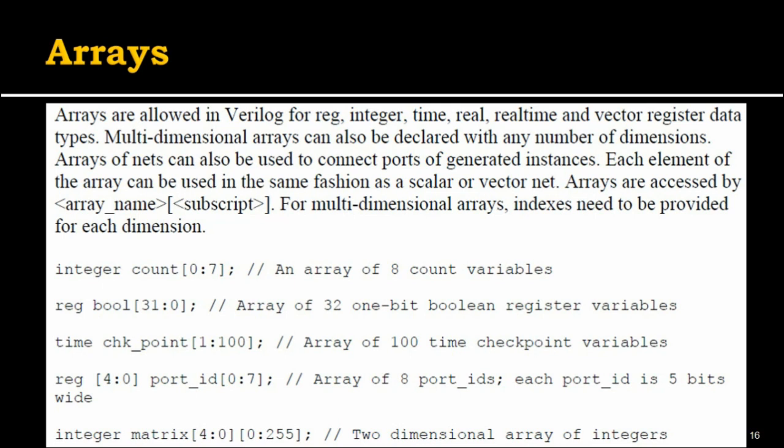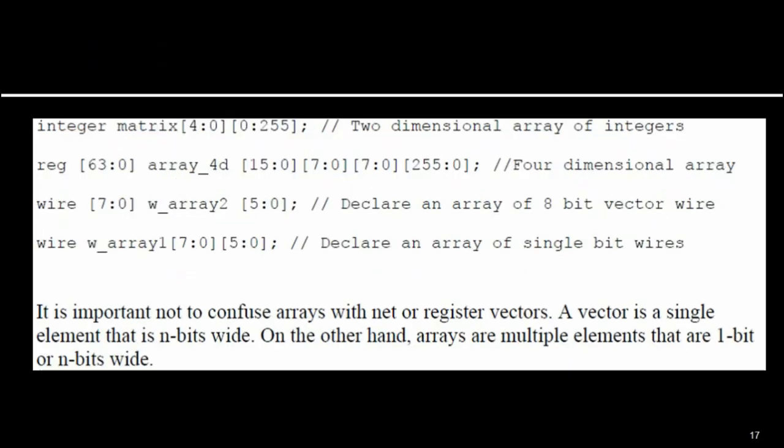Right. Next one is an integer matrix. It is a multi-dimensional, or 2-dimensional, matrix. It is defined by two different ranges: one is 4 to 0 and another is 0 to 255. 4 is the start bit and 0 is the end bit; here 0 is the start and 255 is the end. It is a multi-dimensional array.